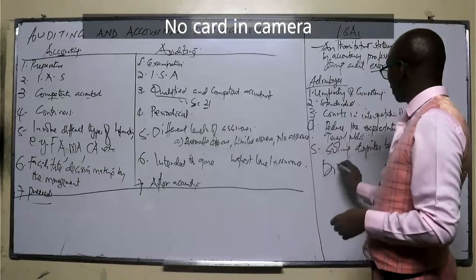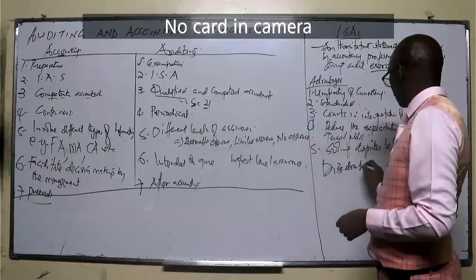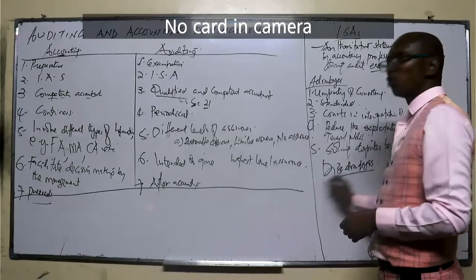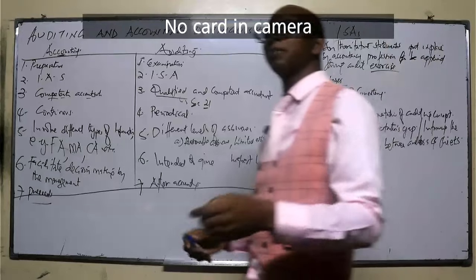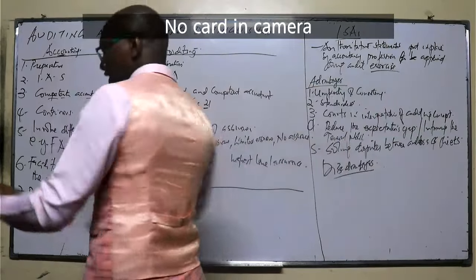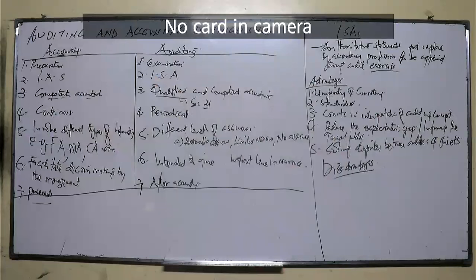Excellent. Disadvantages. Do we have past papers? Let's organize to have the past papers. I like when we write these notes, then I tell you, make reference to this paper. You see how it was tested. They were asking the 5 points. Now you already have them.